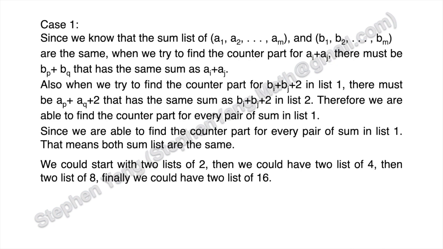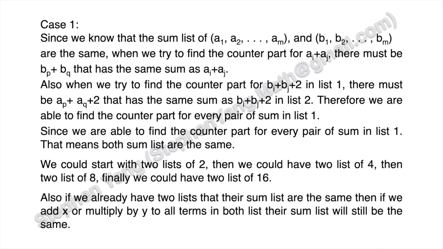So we could start with two lists of 2, then we will have two lists of 4, then two lists of 8, and finally two lists of 16. Also, if you already have two lists whose sum lists are the same, and we add x or multiply by y to all terms in both lists, their sum lists will still be the same.